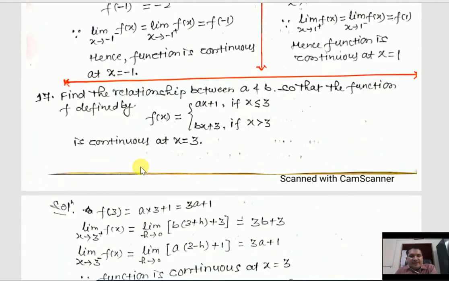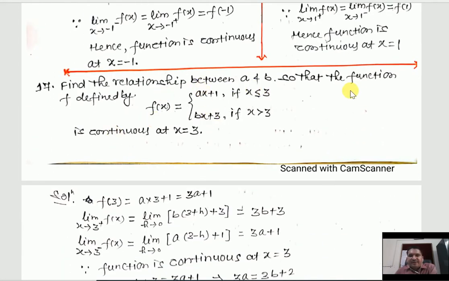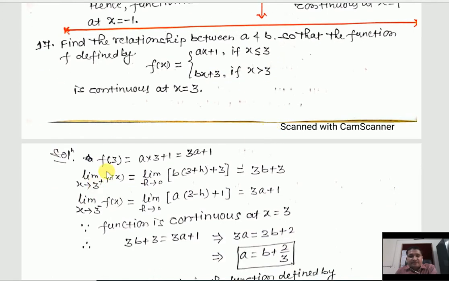Question number 17: find the relationship between a and b so that the function f defined like this is continuous at x equal to 3. The value of the function is ax plus 1 if x is less than or equal to 3, and bx plus 3 if x is greater than 3. So at x equal to 3, f(3) is what? 3 into a plus 1.